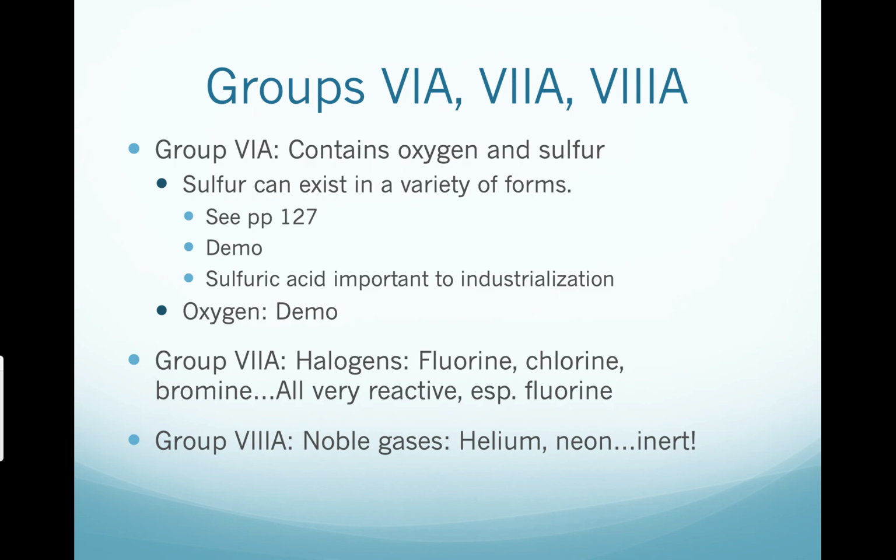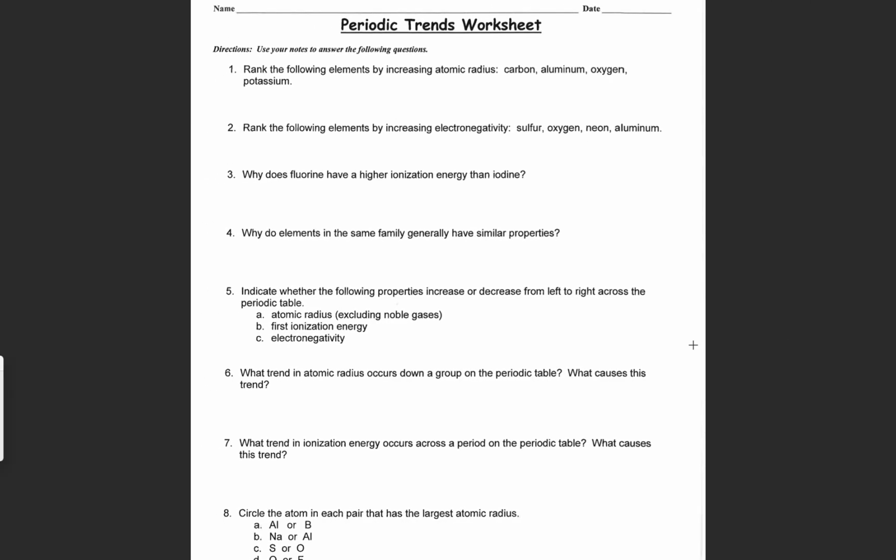Lastly, the noble gases, all these are happy. They don't need to change. They don't really like to bond because they all have 8 valence electrons. Okay, so that's the end of chapter 5.